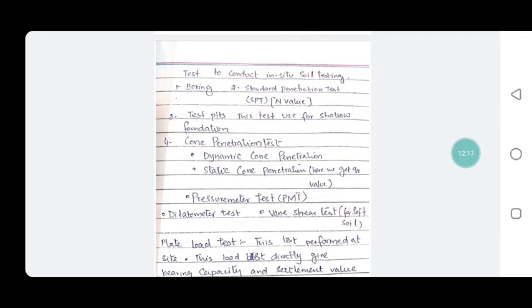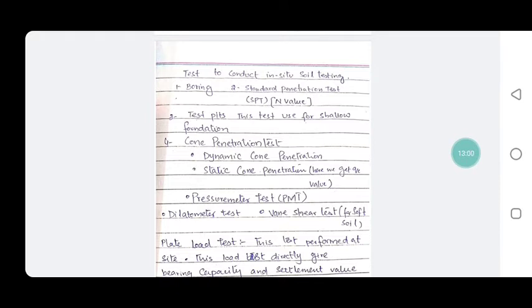Now we will discuss the types of tests which we need to conduct on in situ soil. Number one is the boring. I will not go into the detail of these tests. For the detail, I will make a separate video. After making that video, I will put the link of that video in this video, so you can see that video if you want to check the details of these tests that we conduct in in situ soil testing. So number one is boring. Number second is standard penetration test.